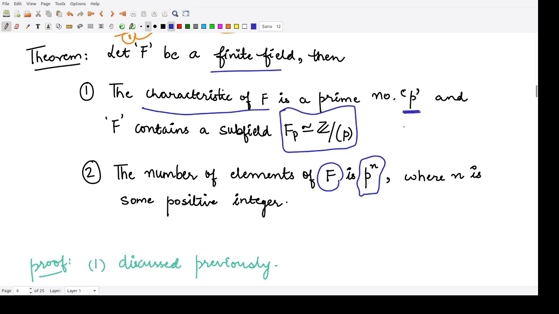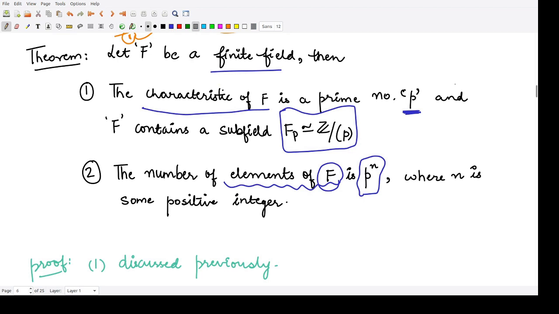Now this theorem provides us with a very useful result whenever we want to calculate the number of elements present in F. If you know the characteristic of the given field F, you could clearly state that for a finite field having characteristic p, the number of elements present is p to the power n. So let us first see how we can prove this.